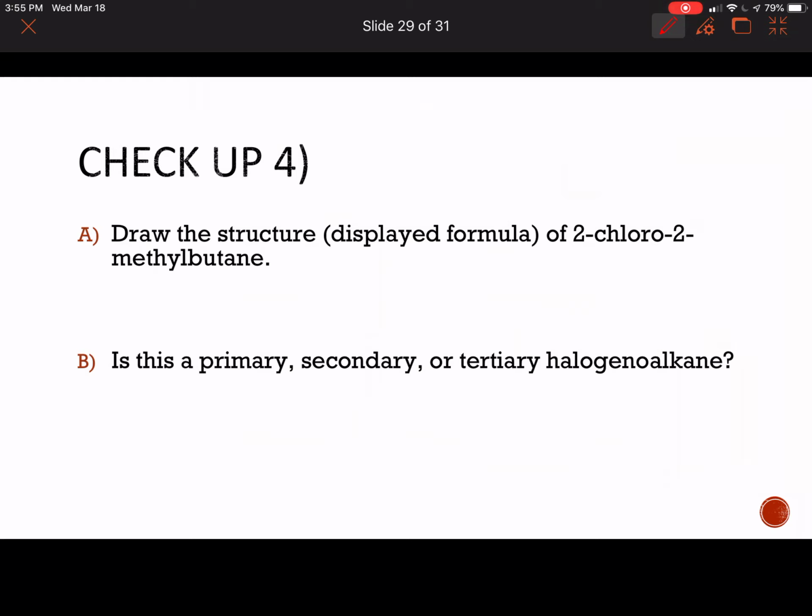And so this checkup is just to draw the structure displayed formula of 2-chloro-2-methylbutane. I'll leave that to you to do. Is it primary, is it secondary, or is it tertiary? I'll leave that for you.